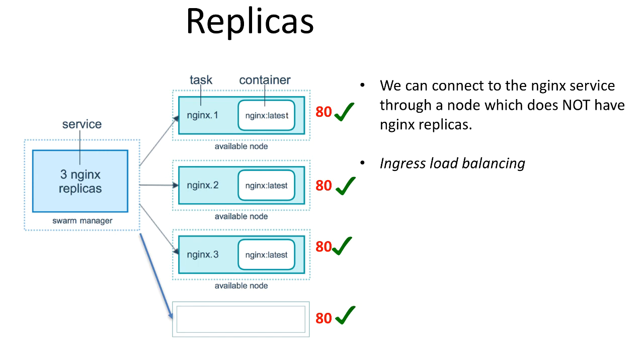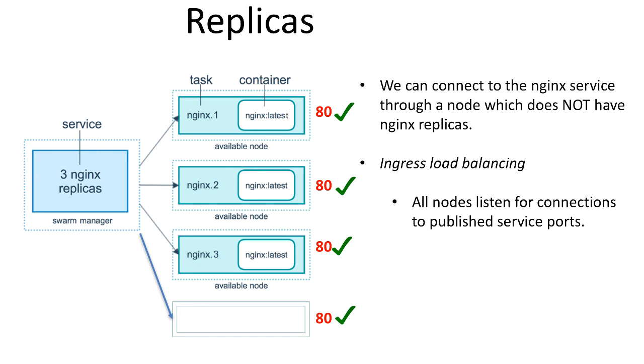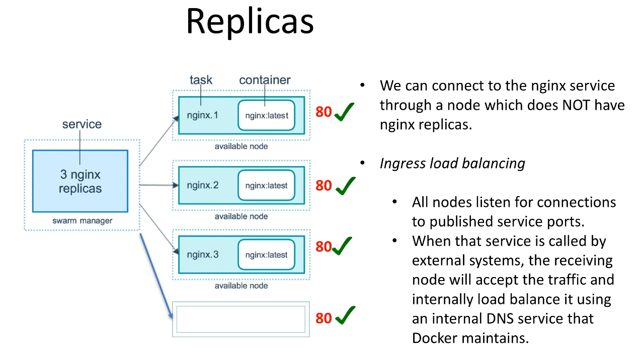Docker calls this ingress load balancing. The way it works is that all node workers listen for connections to published service ports. When that service is called by external systems, the receiving node will accept the traffic and internally load balance it using an internal DNS service that Docker maintains.